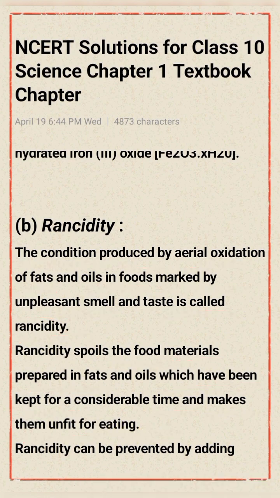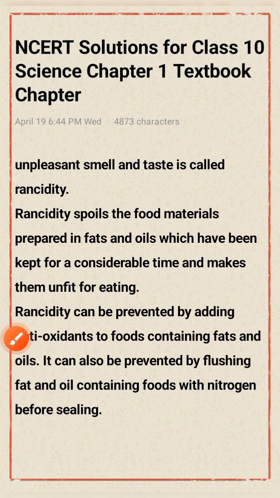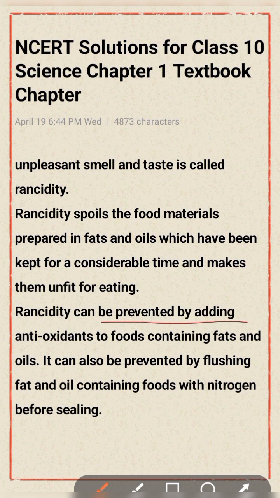Now, rancidity can be prevented by adding antioxidants to food containing fats and oil. It can also be prevented by flushing fat and oil containing food with nitrogen before sealing.